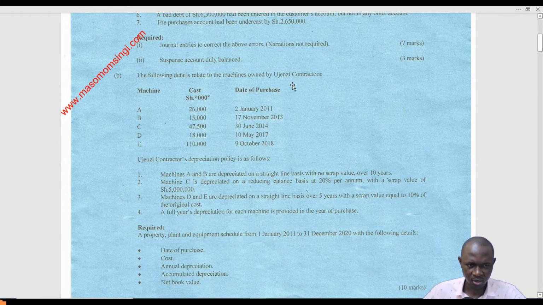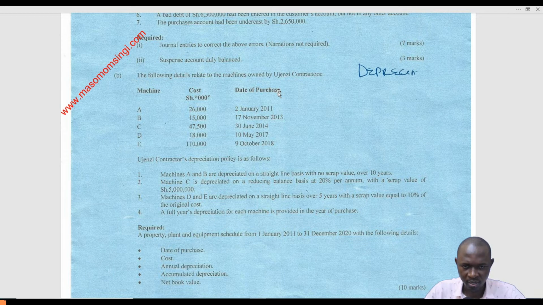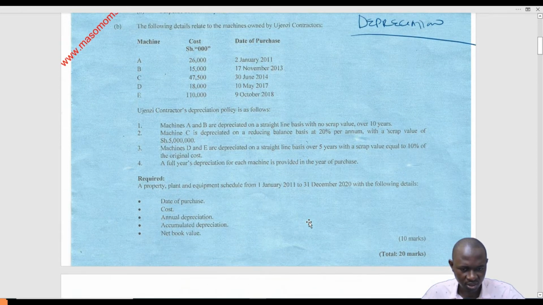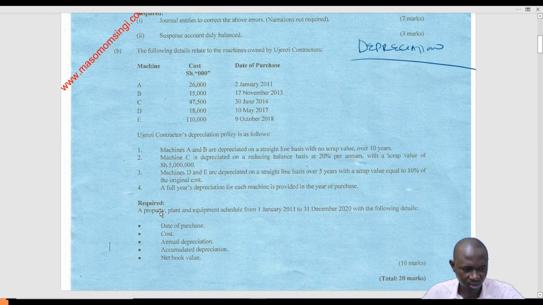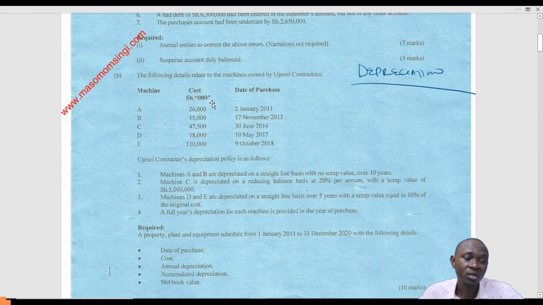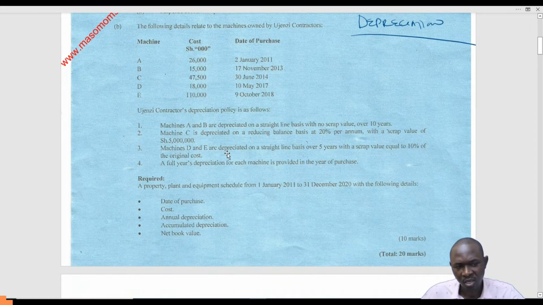Question 2b is about depreciation, and we are supposed to come up with a PPE schedule from 1st January 2011 up to 31st December 2020. The details are: date of purchase, cost, annual depreciation, accumulated depreciation, and the net book value. The following details relate to machines. Of course, you can see we have machine A, machine B, machine C, machine D, and machine E with their cost and the date of purchase. And those are the particulars.